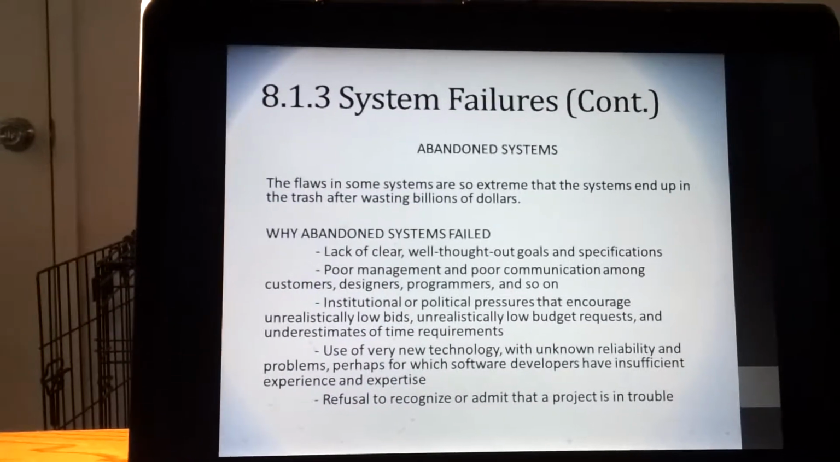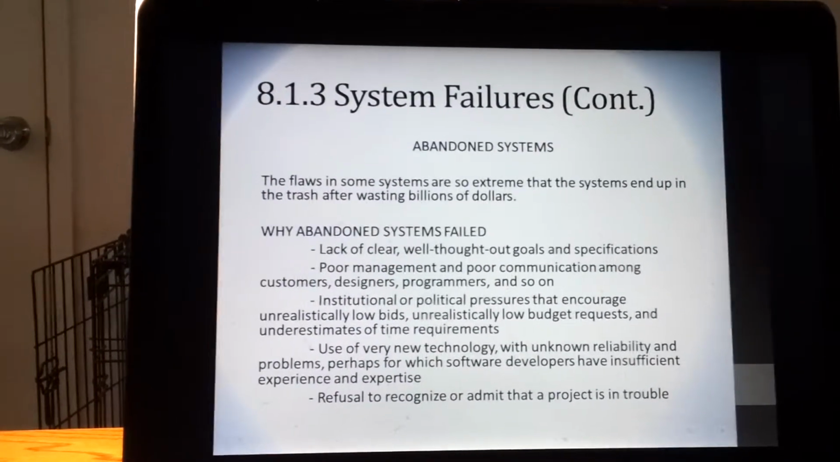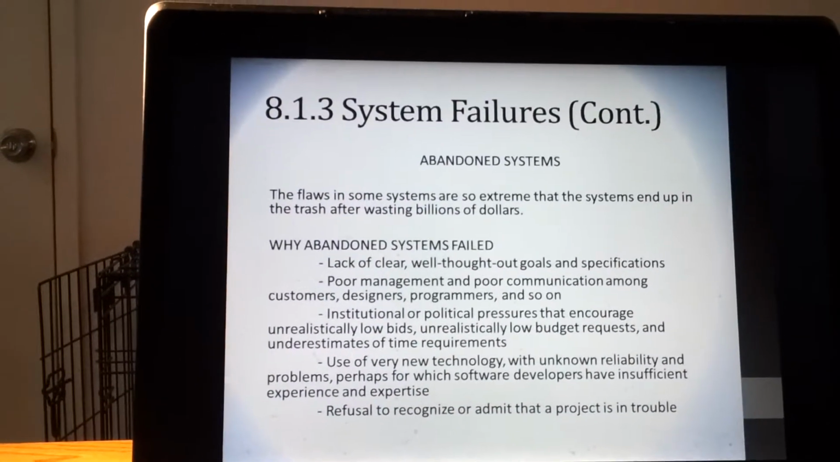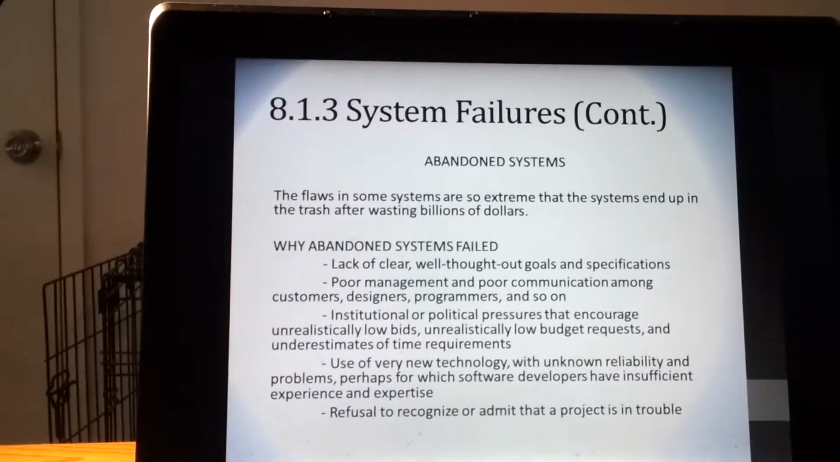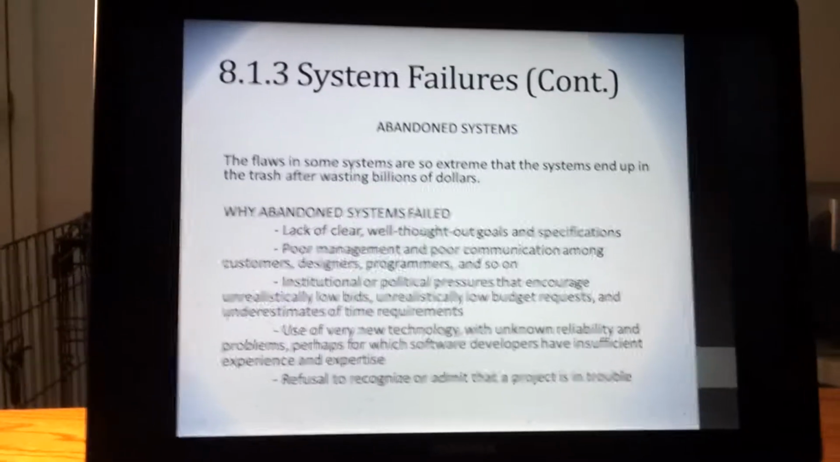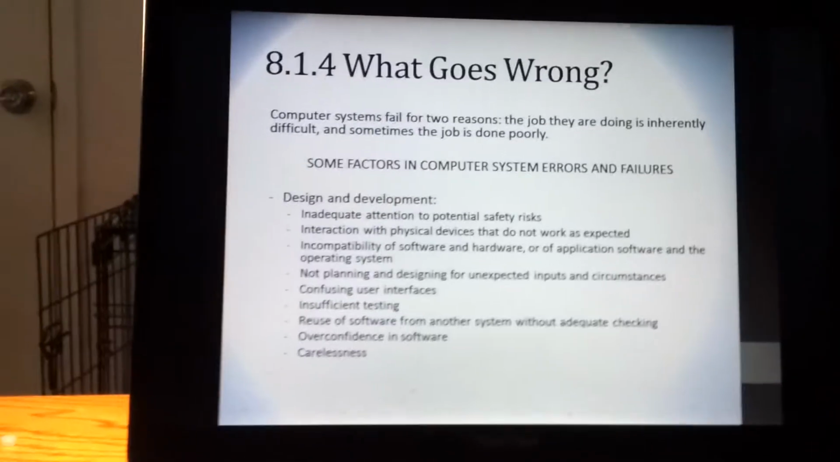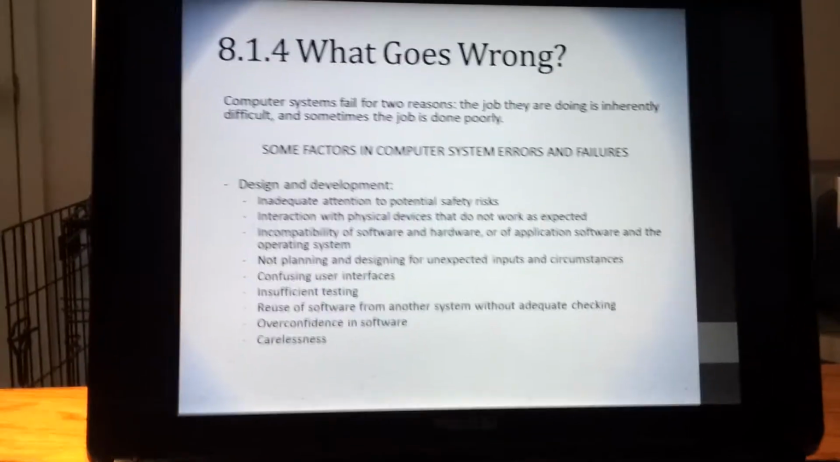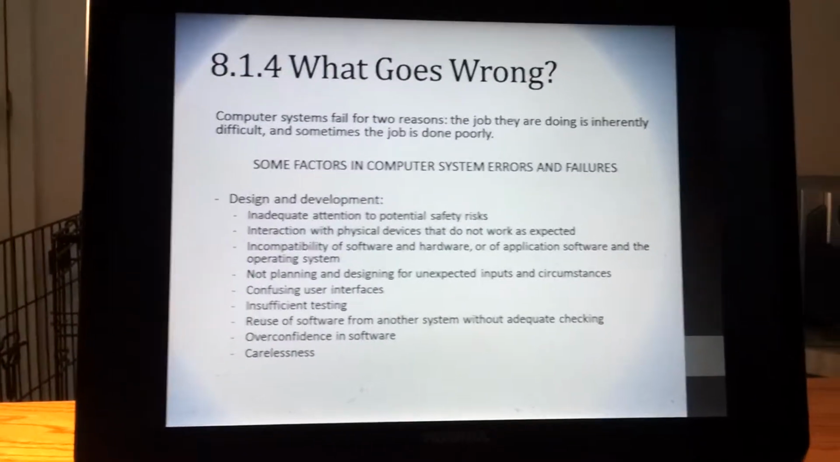It could be use of very new technology with unknown reliability and problems, perhaps for which software developers have insufficient experience and expertise, or a refusal to recognize or admit that a project is in trouble. Either way, anyway, human failure. So what goes wrong? Computer systems fail for 2 reasons. The job they are doing is inherently difficult, and sometimes the job is done poorly.